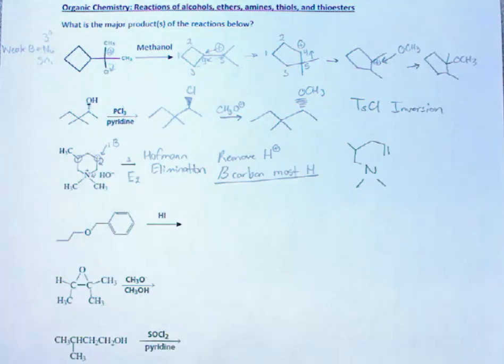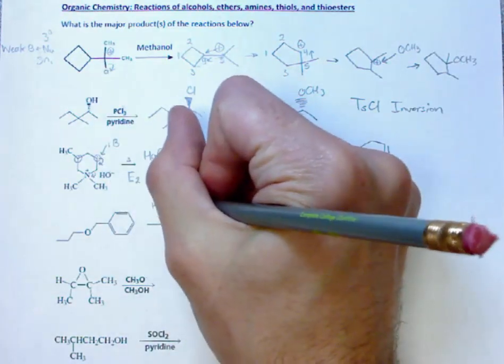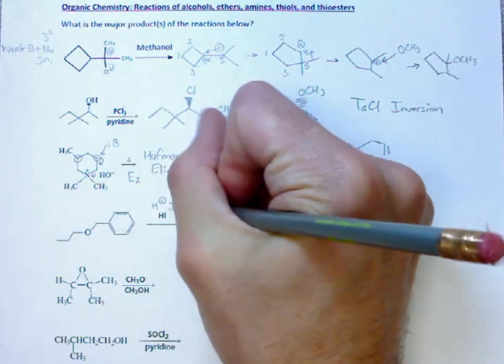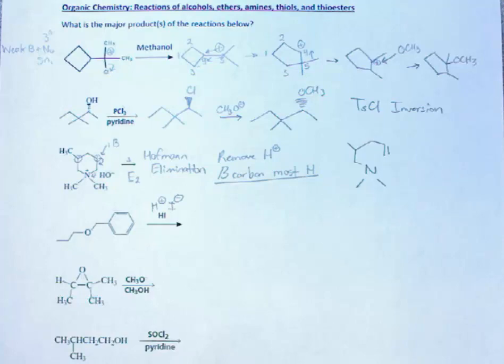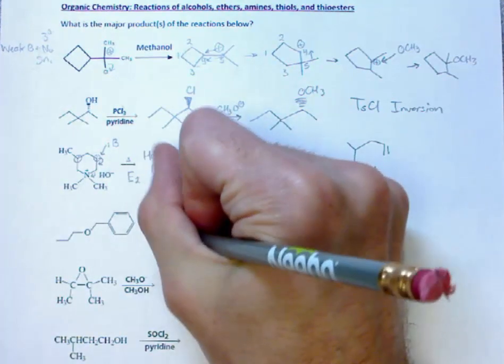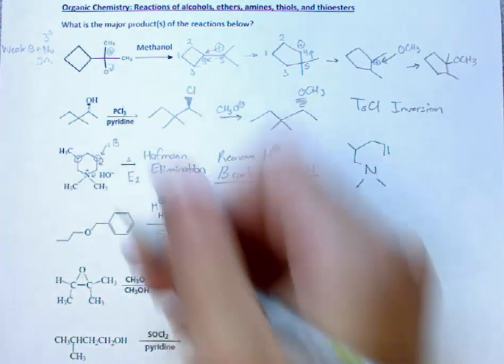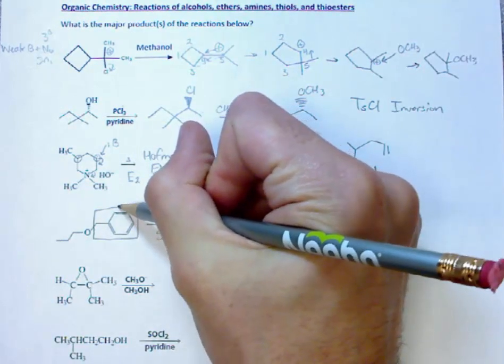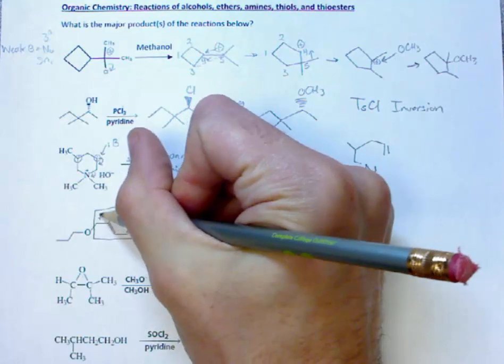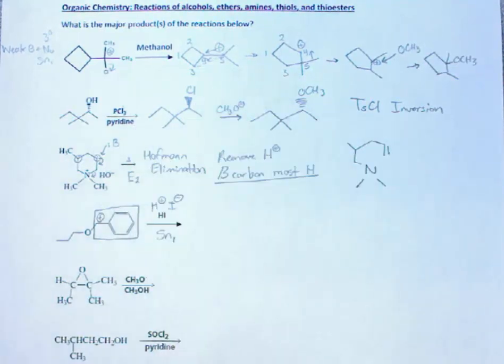For the next one, we have an ether reacting with HI. For this reaction, this is going to be an SN1 because we are going to form a benzyl cation, which is going to be stable.